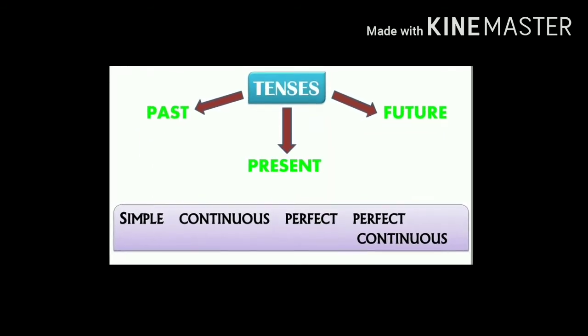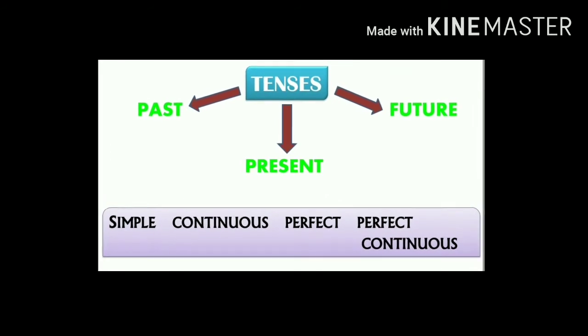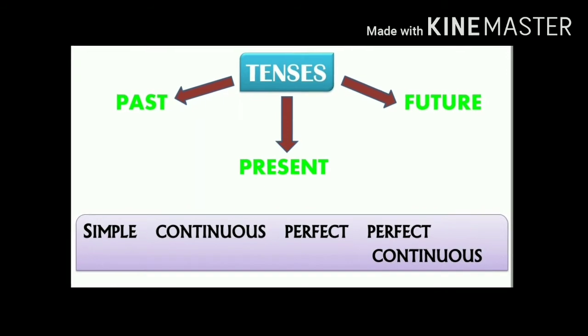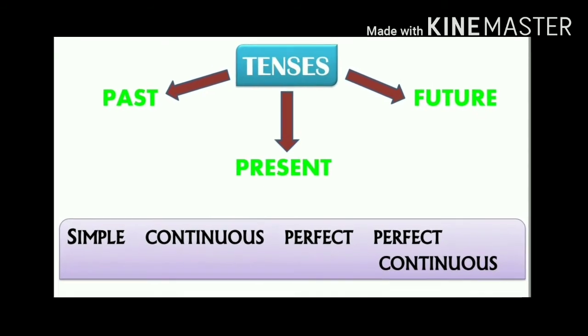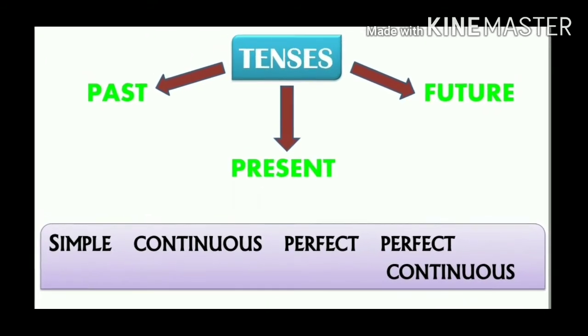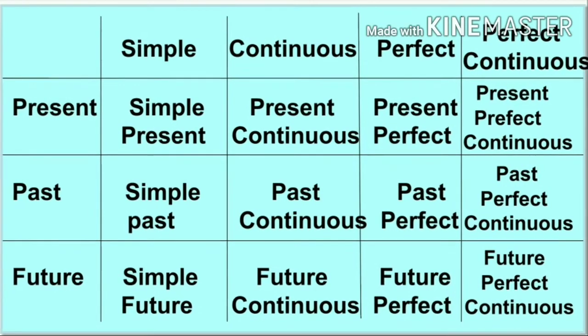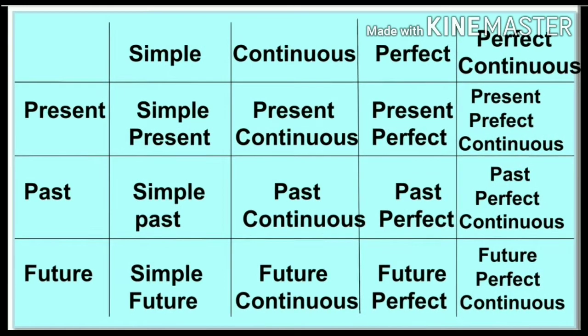Each of these tenses can take four main aspects. They are simple tense, continuous tense, perfect tense, and perfect continuous tense. Now we see all the 12 types of tenses here.